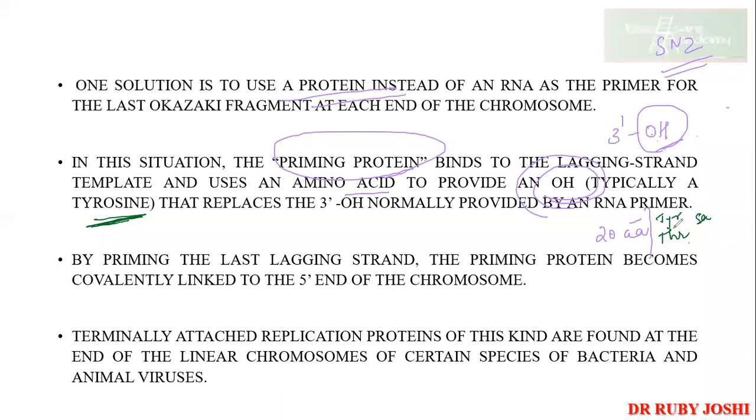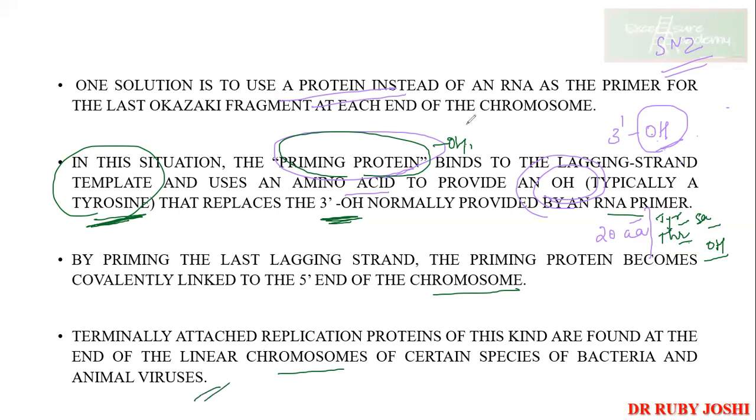Okay, so we have got three types of amino acid which can provide OH group, of which tyrosine is typically present. Okay, so this replaces the requirement of the 3-OH which is provided by the RNA primer. Upon आपका priming protein है which is giving the OH. Now to this OH, okay, to this OH it is going to bind. So by priming the last lagging strand, the priming protein becomes covalently linked to the 5' end of the chromosome.